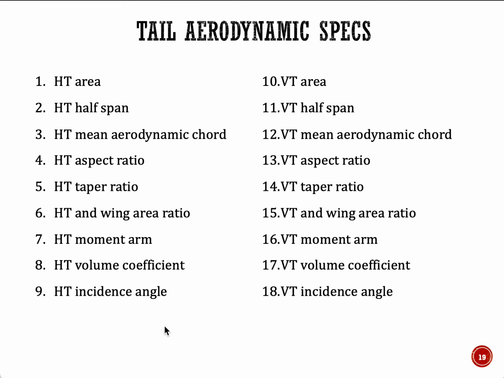And then the incidence angle is important because sometimes, depending on where your CG is and what type of aircraft you have, the tail may be positioned at a certain incidence angle, right? Whereas VT incidence angle should be zero, right? You basically collect the data for both the horizontal tail and vertical tail.